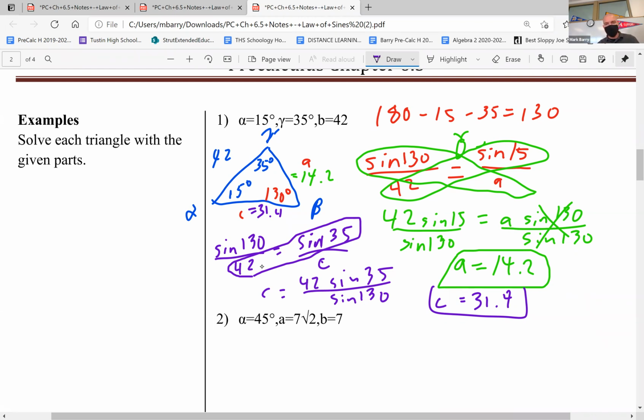All right. Now we are done, but I always like to double check on these. Something I told you guys about was the property of triangles that states that the biggest side is always opposite the biggest angle, the smallest with the smallest, and the middle with the middle, right? And so that's a great way to check your work on this. So we know that 130 is the biggest angle, and is 42 opposite it? Is that the biggest side? Yes, it is. We see that 15 is the smallest angle, and the opposite side, 14.2, is the smallest side. And then 35 is the middle one, and 31.4 is the middle side. So that does all work out there, right?